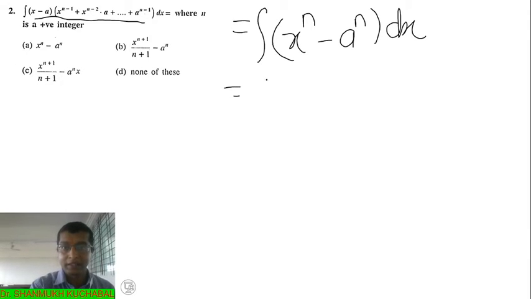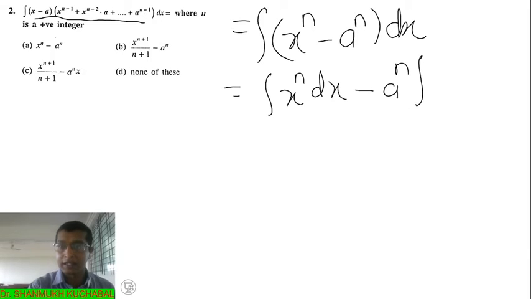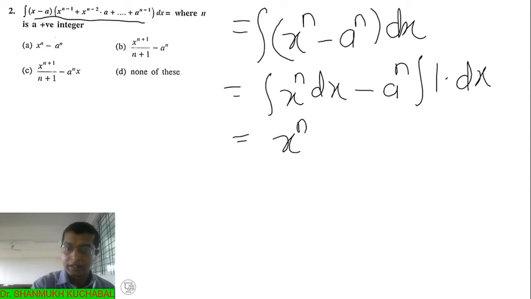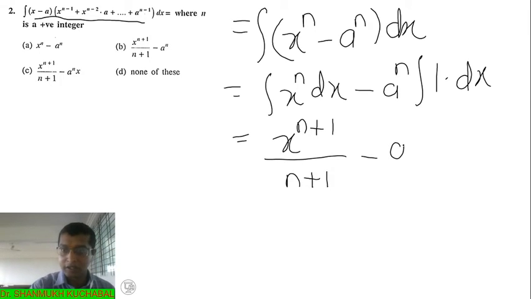Further we have to split the integration: x raised to n dx. With respect to x, a is a constant, so a raised to n I take outside, 1 into dx. So further, integration of x raised to n is x raised to n plus 1 divided by n plus 1, minus a raised to n as a constant as it is, integration of 1 is x. Therefore the integration is x raised to n plus 1 divided by n plus 1 minus a raised to n x. Therefore option C is the right answer.